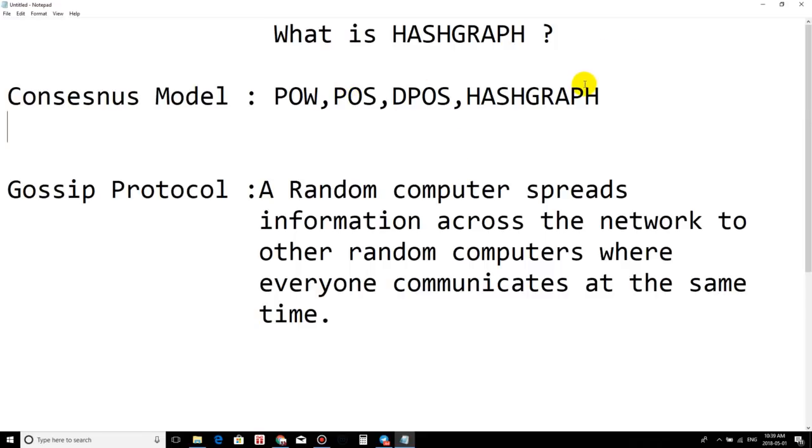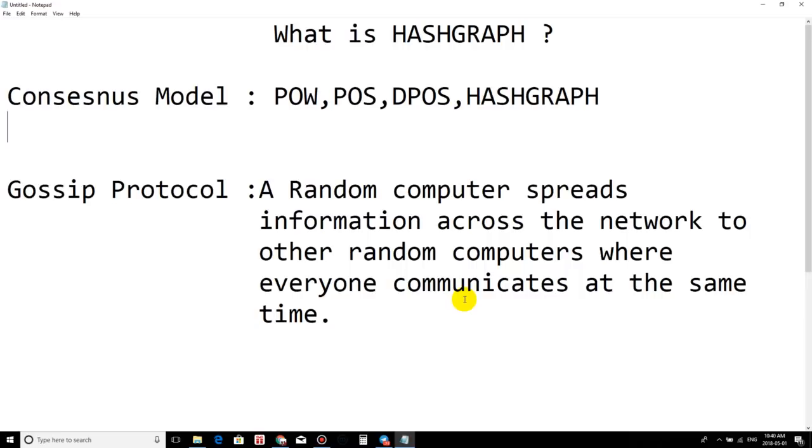Okay, so now we talk about Hashgraph. The gossip protocol starts like this. Once a transaction is created, it is sent out to a random computer. This random computer spreads the information across the network to other random computers, where everyone communicates at the same time.